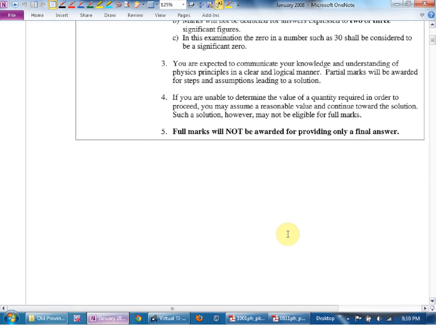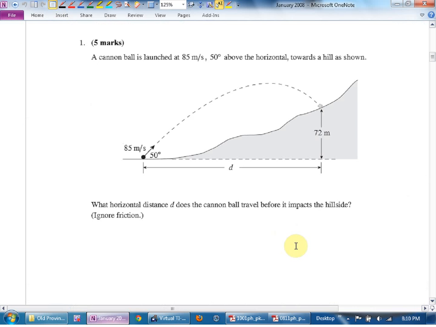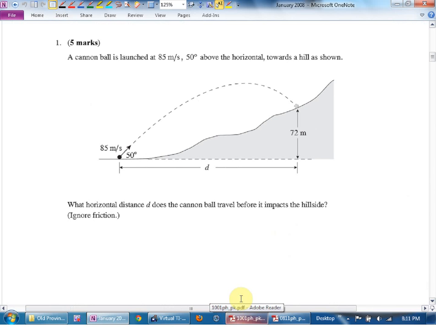A cannonball is launched at 85 meters per second, 50 degrees above the horizontal, toward a hill as shown. What horizontal distance D does the cannonball travel before it impacts the hillside? Components, components, components. First thing I'm going to do is take this 85 and this 50 degrees, and then break it up into Vx and Vy.